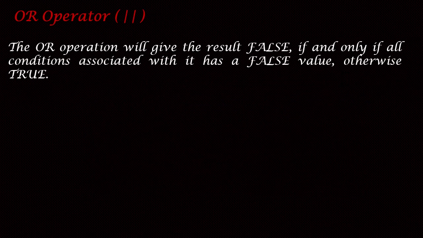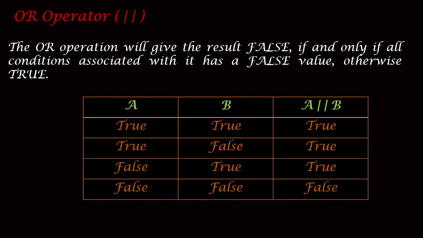The OR operation says that the result will be false if and only if all the conditions associated with it have a false value, otherwise it will return true. In the same manner, we have taken two conditions and four possible outcomes. According to our definition, you can see only in the last case both are false. So only in this situation the overall result is false, otherwise all are true.